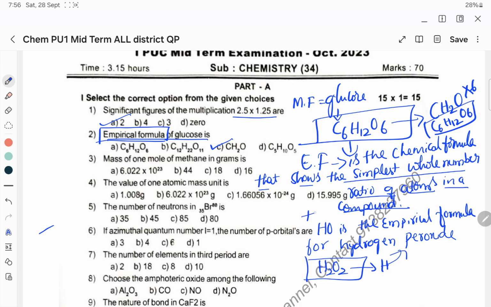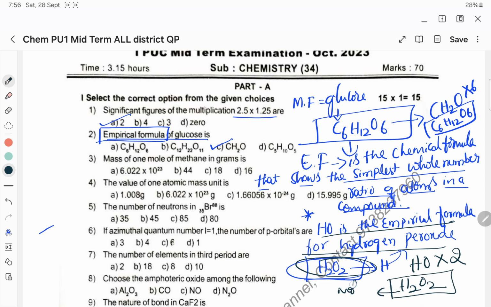Same, one more example. See, hydrogen peroxide. How do we write hydrogen peroxide? H2O2 is hydrogen peroxide. Okay, see, HO is the empirical formula for hydrogen peroxide. See, HO I will multiply with 2, you will get H2O2. This is the molecular formula of hydrogen peroxide, whereas the empirical formula is the simple whole number ratio, that is HO.